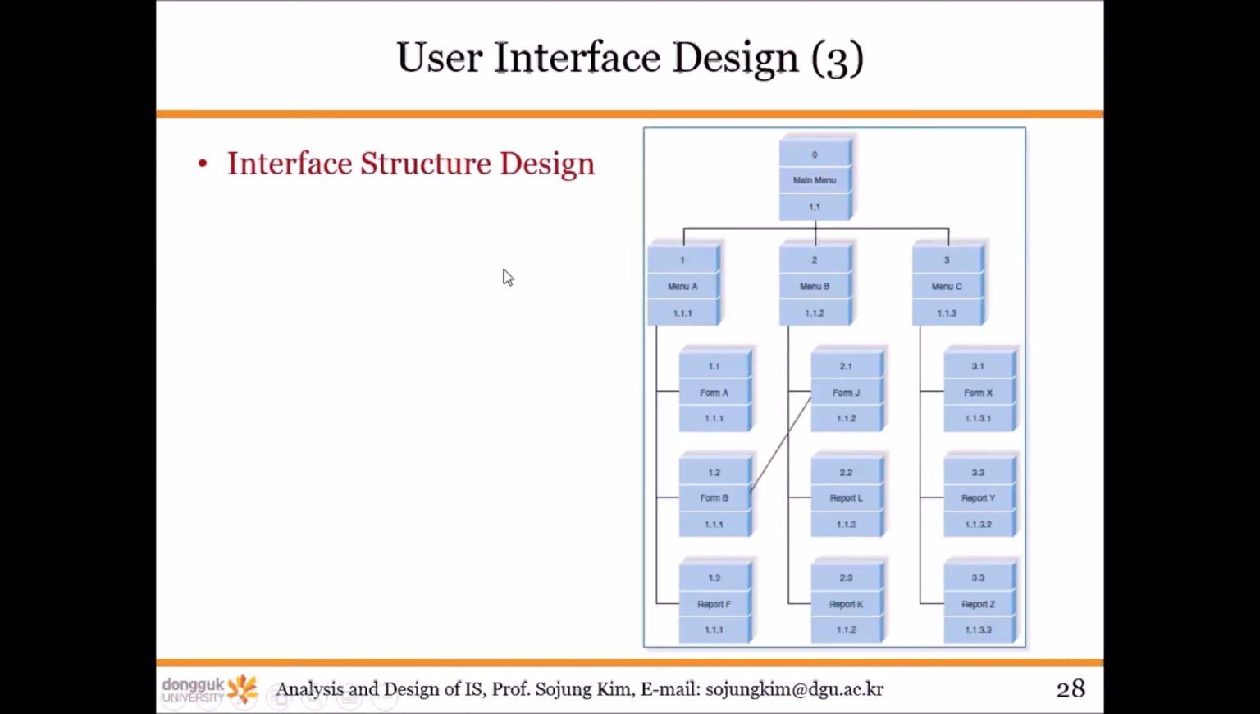All right. And interface structure design is like this. There is a main menu, and then we have 3 menus: menu A, menu B, and menu C. This is just an example, okay? Under A, we have Form A, Form B, and Report F. Also under menu B, there is a Form J and Report L, and Report K, and here's a link, so the customer can move from Form B to Form J, okay? Also, we have Form X, Report Y, and Report Z under menu C, all right? So something like that.